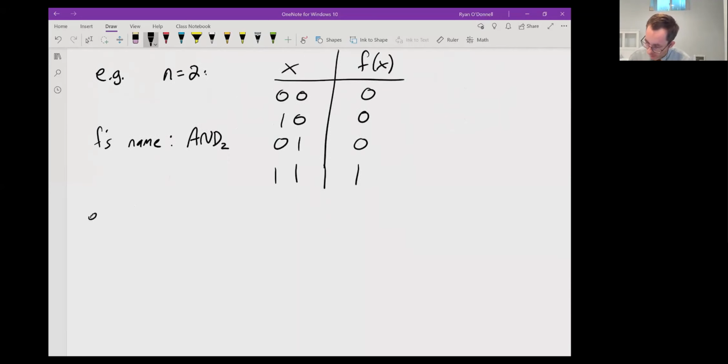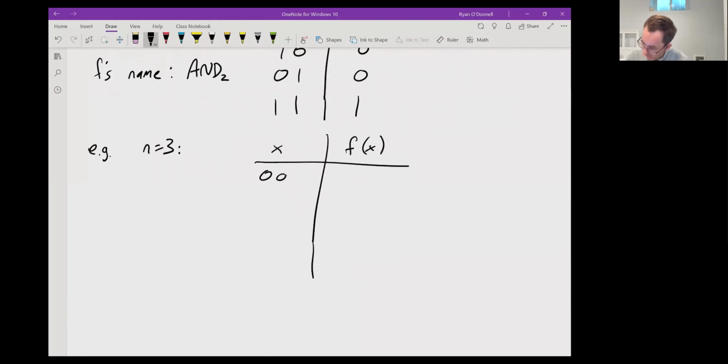Let's do another example where n is 3. This is maybe my favorite example, or one of my favorite examples, if anybody can be said to have a favorite Boolean function. So n equals 3, so I will explicitly write out all of the rows of this truth table. Okay, let me write the answers in red.